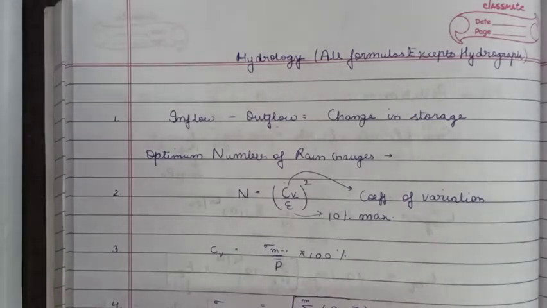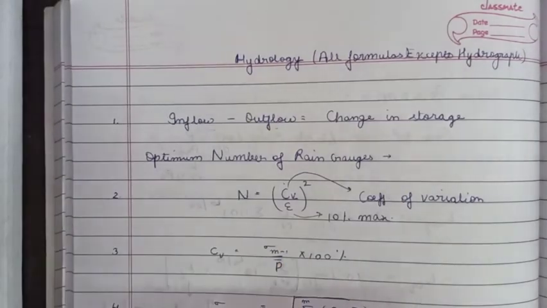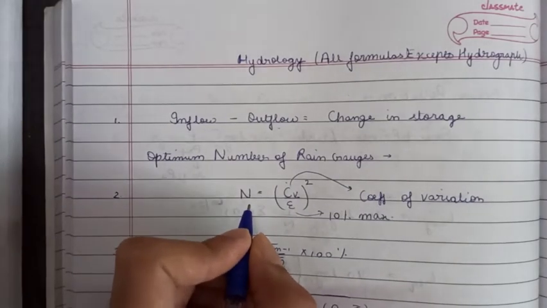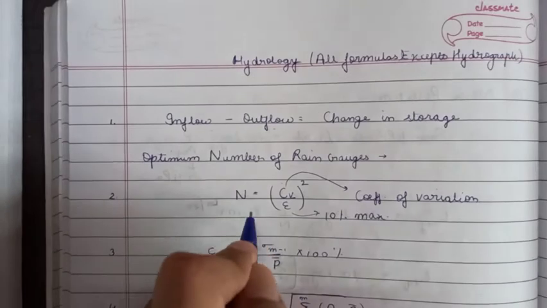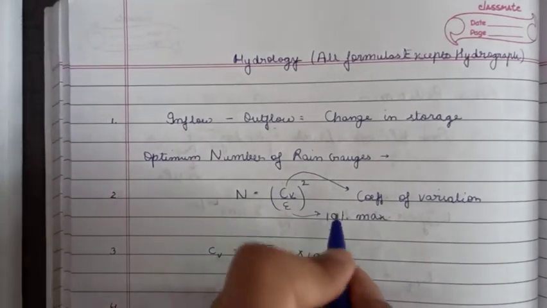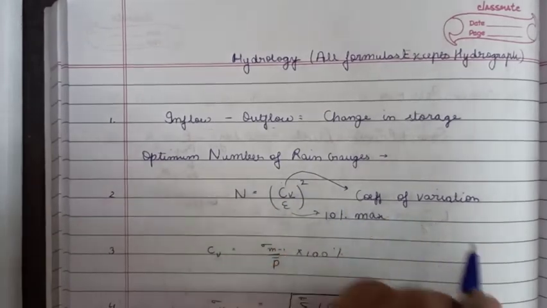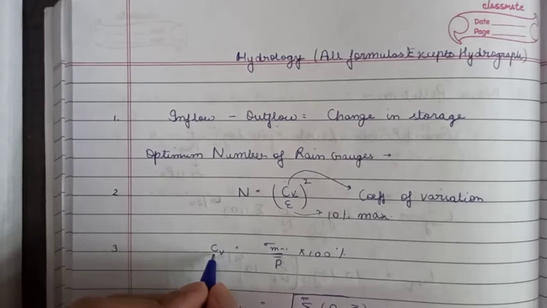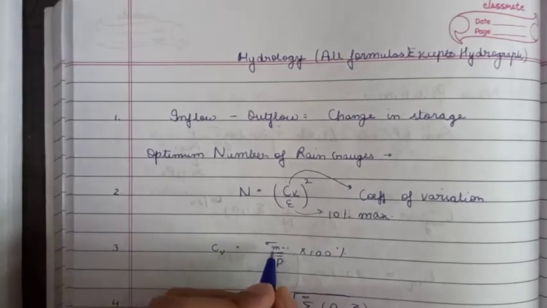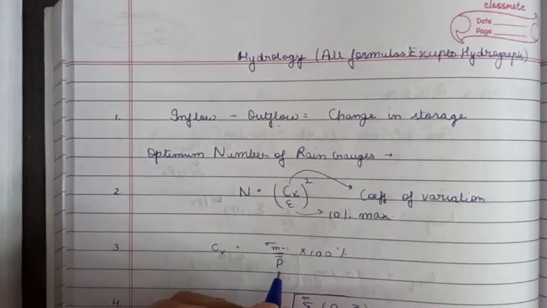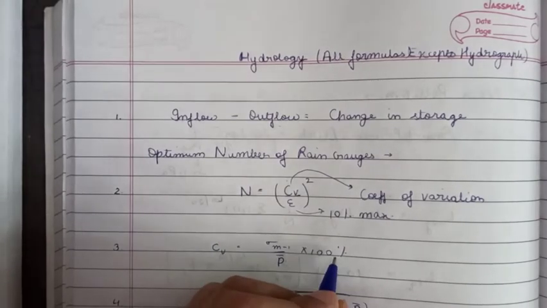The next formula is for optimum number of rain gauges. Rain gauges, you all know what rain gauges are. So n will be equal to, n is the number of optimum rain gauges, n will be equal to CV divided by epsilon whole square, where CV is basically coefficient of variation. What is coefficient of variation? Coefficient of variation is defined as CV equals to sigma m minus 1 divided by p bar, where p bar is the average of all the precipitation, multiplied by 100.